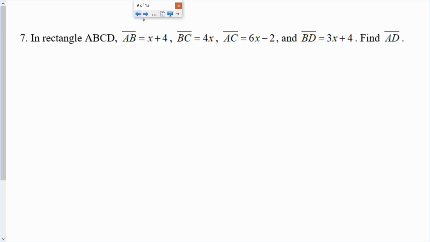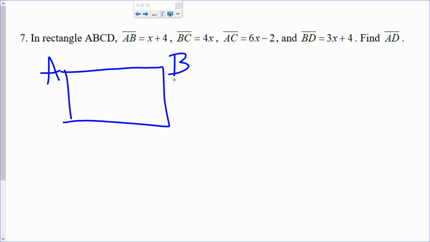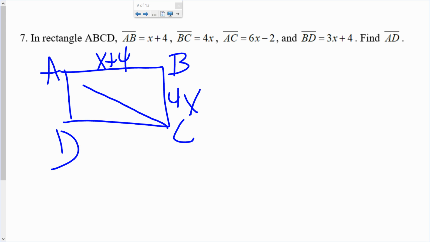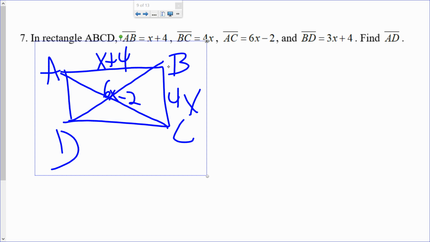All right, now that you tried number 7 on your own, I'm going to draw a picture. A, B, C, D. AB is x plus 4. BC is 4x. AC is 6x minus 2. And BD is 3x plus 4. So, what do we have here? I have a side. I have a consecutive side. And then I have the diagonals.